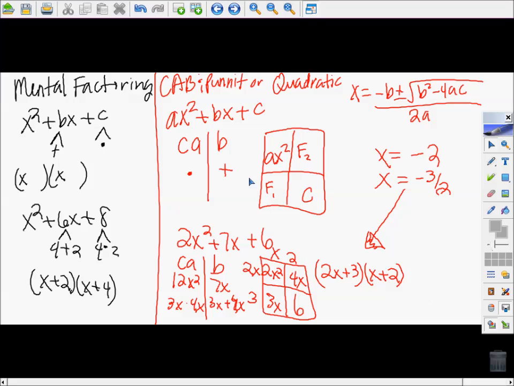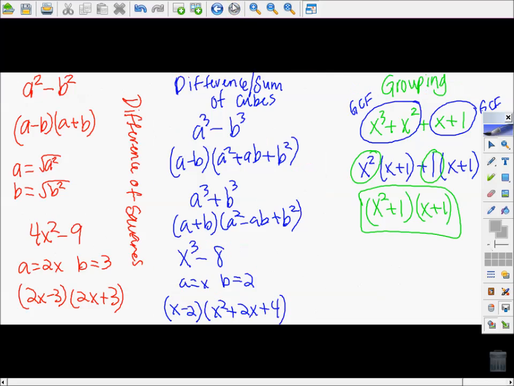All right, we're going to move on. The other methods are in Algebra 1, you should have learned difference of squares. Difference of squares is saying if you have a squared minus b squared, it can break down to a minus b times a plus b. The way you get your a is you take the square root of your a squared. The way you get your b is you take the square root of your b squared.